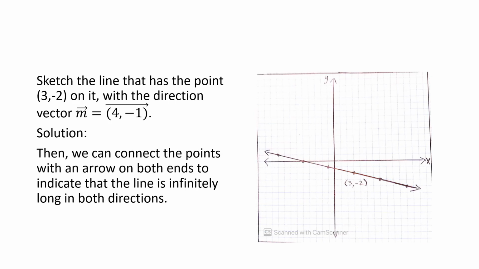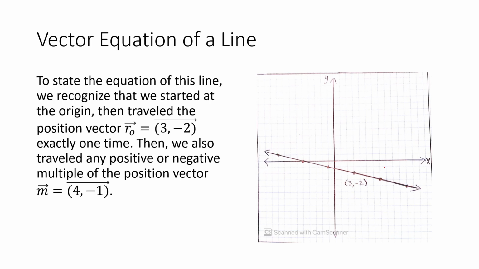And what we see is that eventually we've gotten all these points by just first getting in position, picking one of the points, getting in position, that's the position vector, and then just sketching points that are different multiples of 4, -1 away from that position.